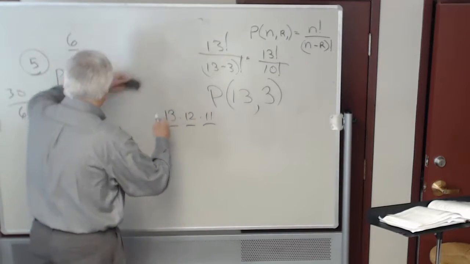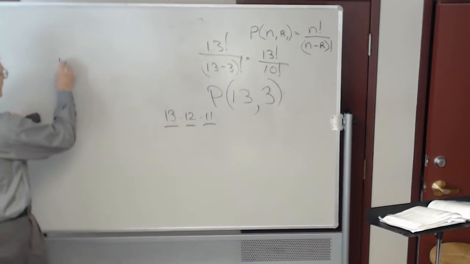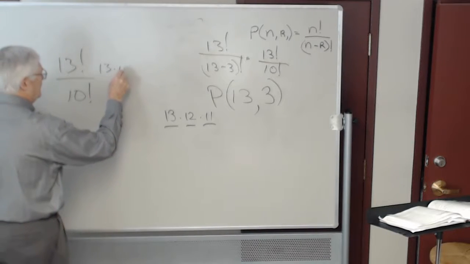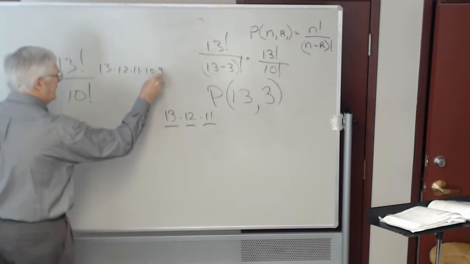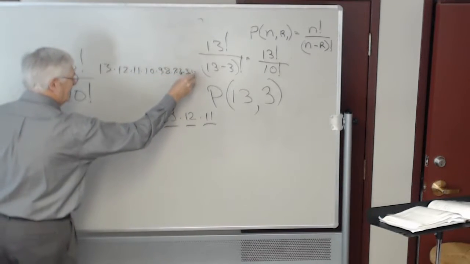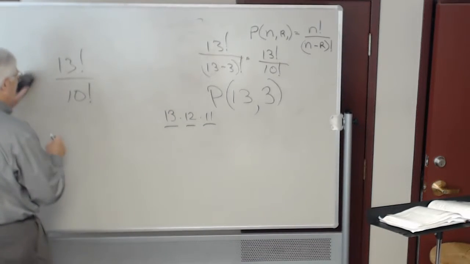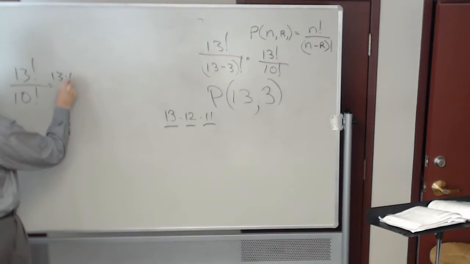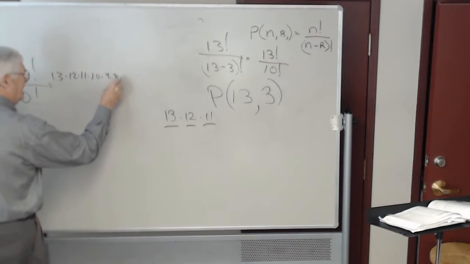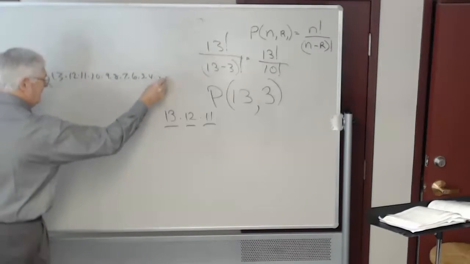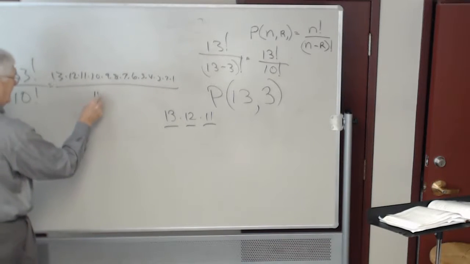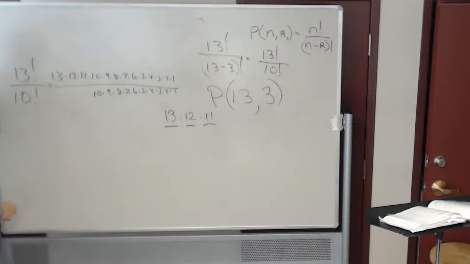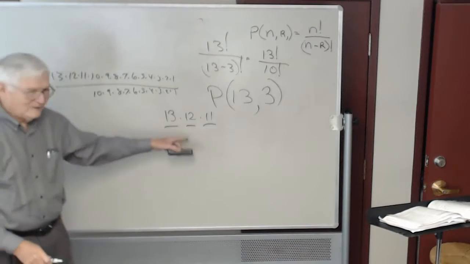You could just take your calculator and do the work, but do you notice 13 factorial over 10 factorial is really 13 times 12 times 11 times 10 times 9 times 8 times 7, 6 times 5 times 4 times 3 times 2 times 1, divided by 10 times 9 times 8 times 7, 6 times 5 times 4 times 3 times 2 times 1, which is 13 times 12 times 11.